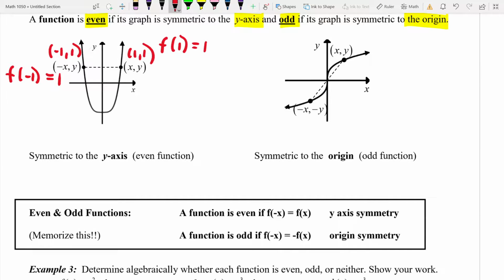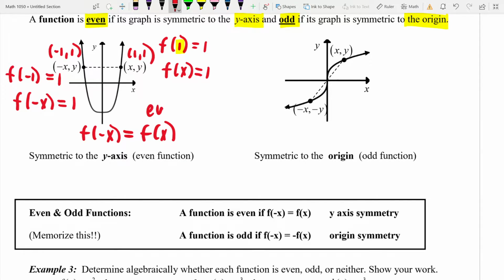Now listen to this. I'm going to let x be 1 right now. So if x was 1, then I would say f(x) equals 1. Over here, if x was 1, I would say f(-x) is equal to 1. Do you notice that f(x) and f(-x) are the same? So if f(-x) is equal to f(x), then the answer is even. That is absolutely something that you're going to have to memorize, okay? Just so you know.